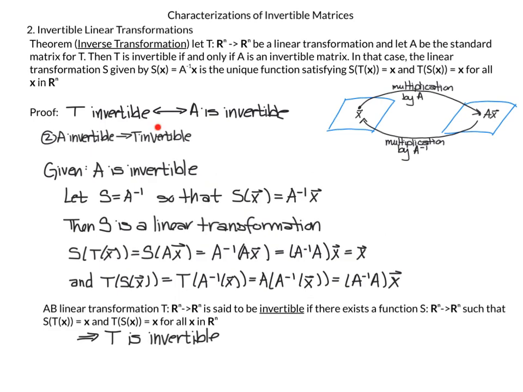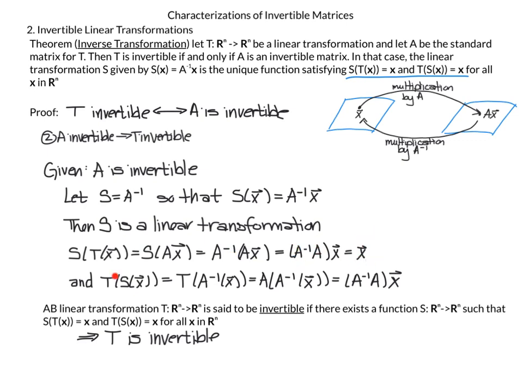Now we have the other direction to prove, that is, A is invertible implies T is invertible. So we're given A is invertible, so we're going to let S be the inverse of A, so that S of X is equal to A inverse of X. Then S is a linear transformation, and it satisfies these two conditions here to be an inverse. That is, S of T of X is equal to S of A of X, which is equal to A inverse A of X, which is equal to I times X, which is equal to X.